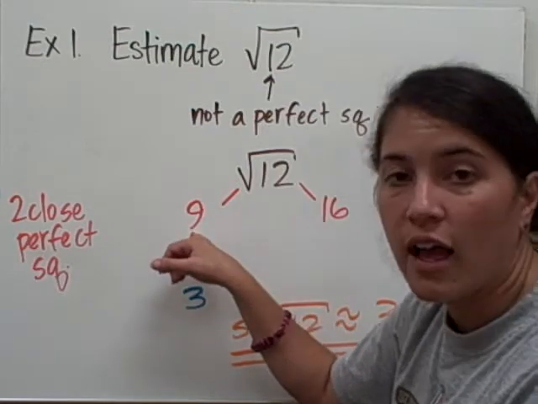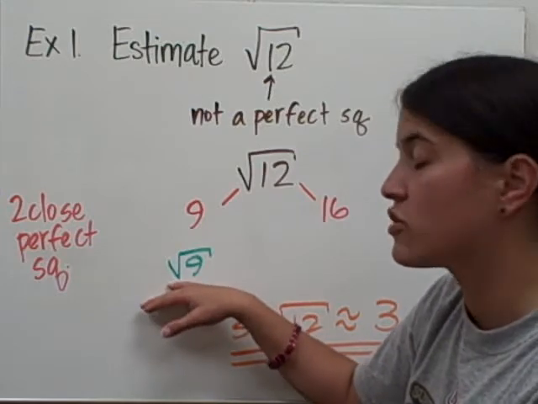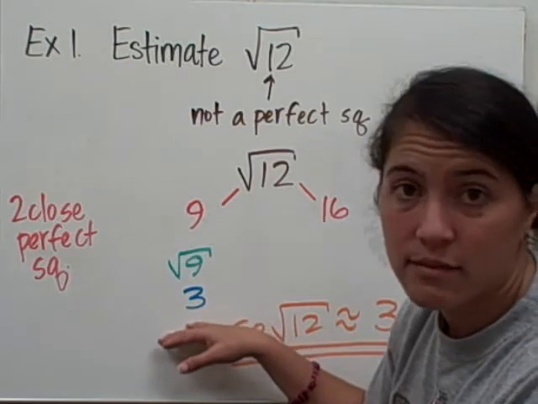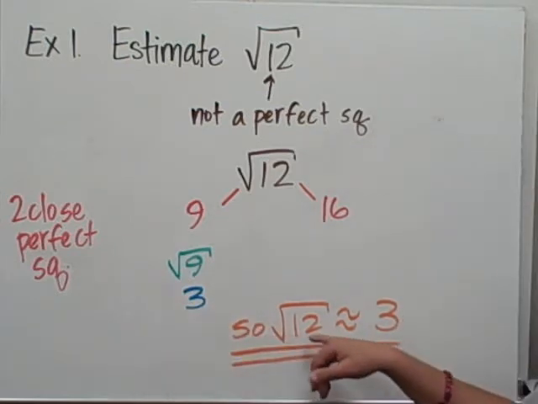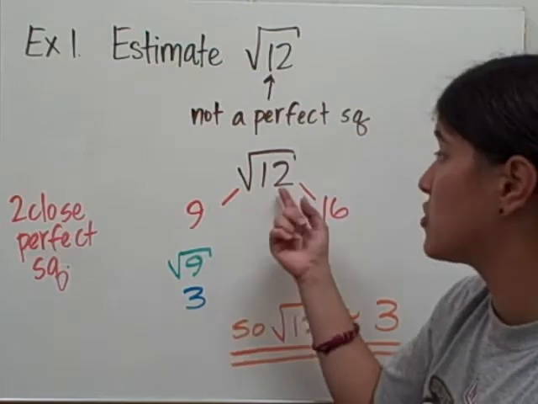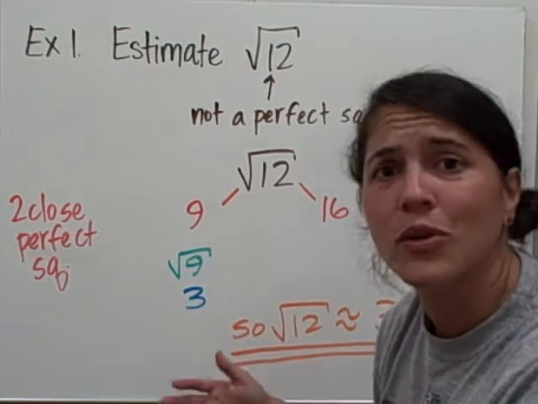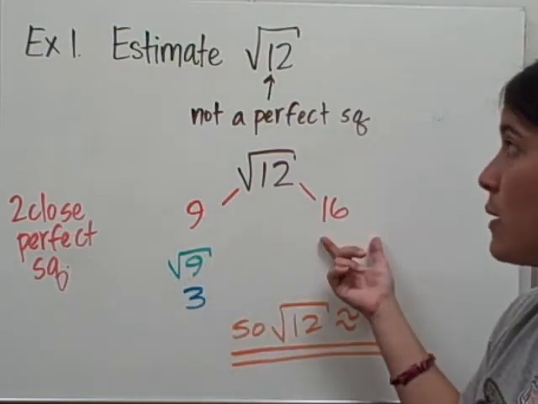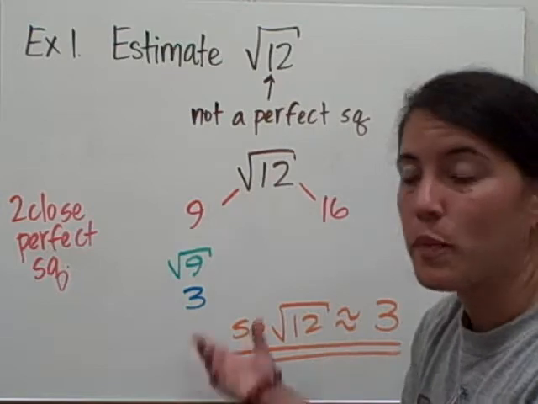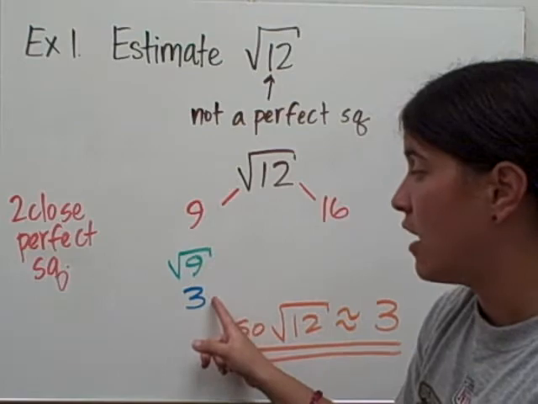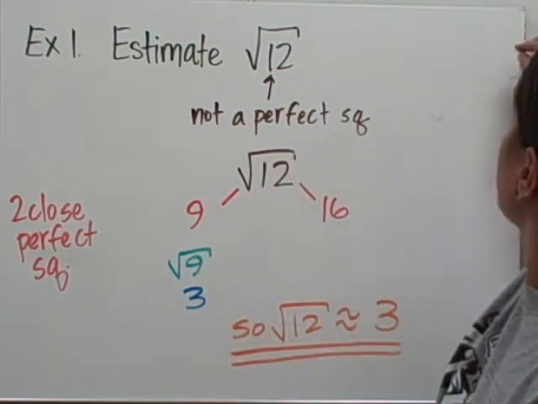Since it's closer to 9, we want to take the square root. So what is the square root of 9? The square root of 9 is 3. So that means the square root of 12 is about 3. Notice we used about. It's a little more than 3 because 12 is bigger than 9, so it's probably like 3.2 or 3.3 or 3.4, but it's closer to 3 than it is to 4. So this is how you estimate square roots. You pick the two closest, then you narrow it down to one, and then it's about that. Let's do another one.